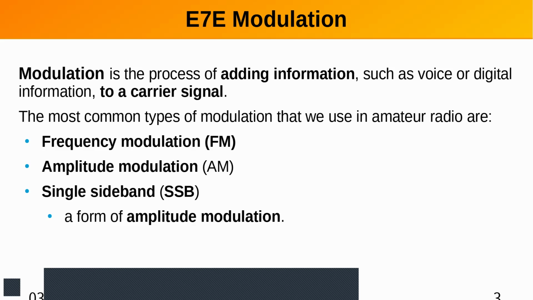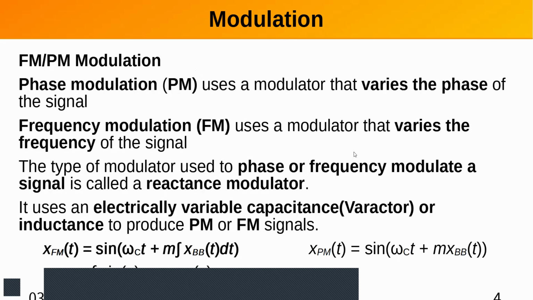We have single sideband, which is really a special case of amplitude modulation, where we're only going to transmit one sideband of the signal and no carrier, or we suppress the carrier. There's also phase modulation, which is almost the same thing as frequency modulation. And from my understanding, the human ear can't tell the difference. And you do it with a reactance modulator.